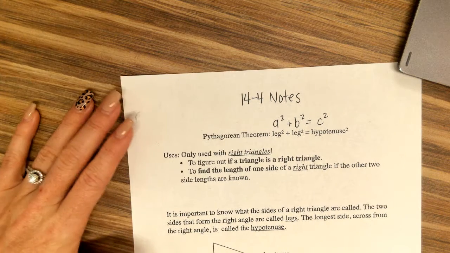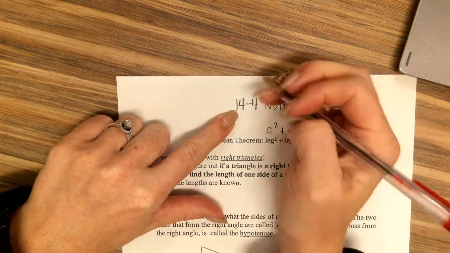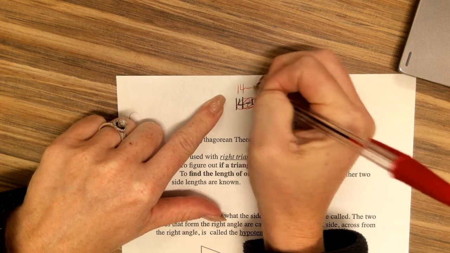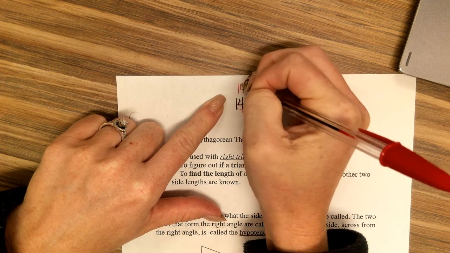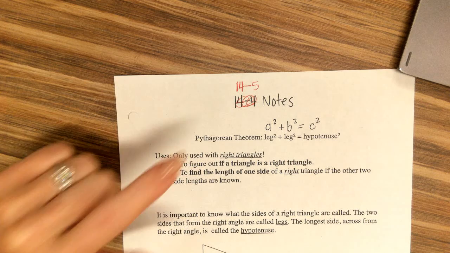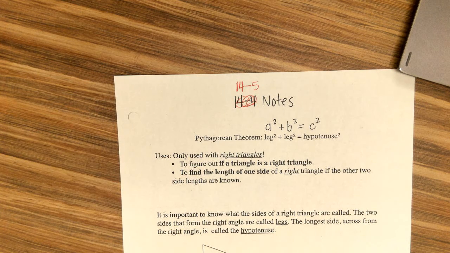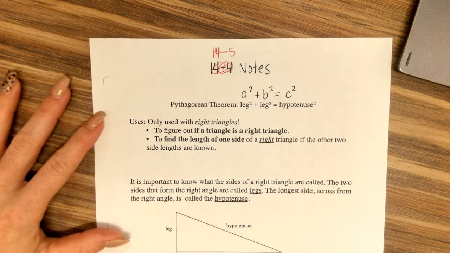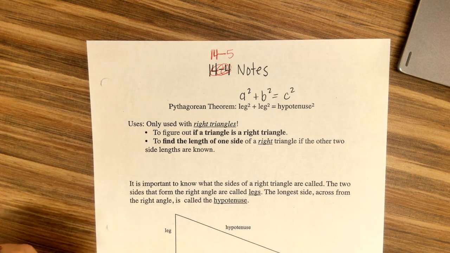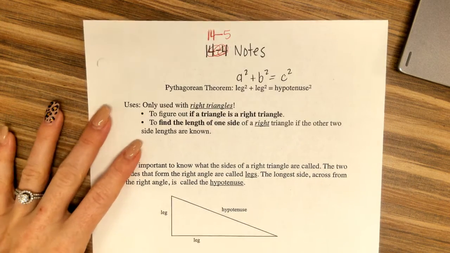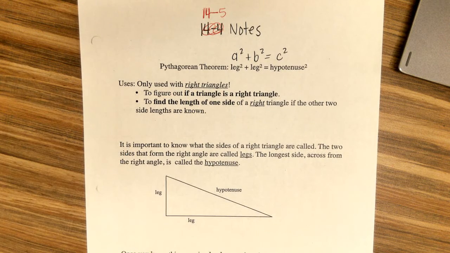So at the top of your notes, if you would change it to say 14-5. We already did 14-4. 14-5. This is the last new lesson before you take a test over what we've gone over. And I know that you guys have been on spring break, so tomorrow we're going to do a review over everything. All right, who can tell me what is Pythagorean theorem and why do we use it?